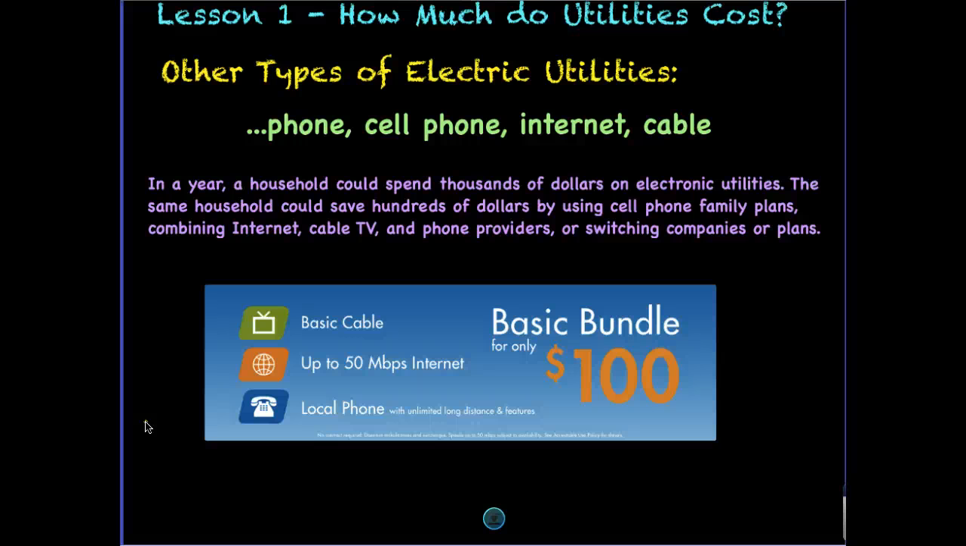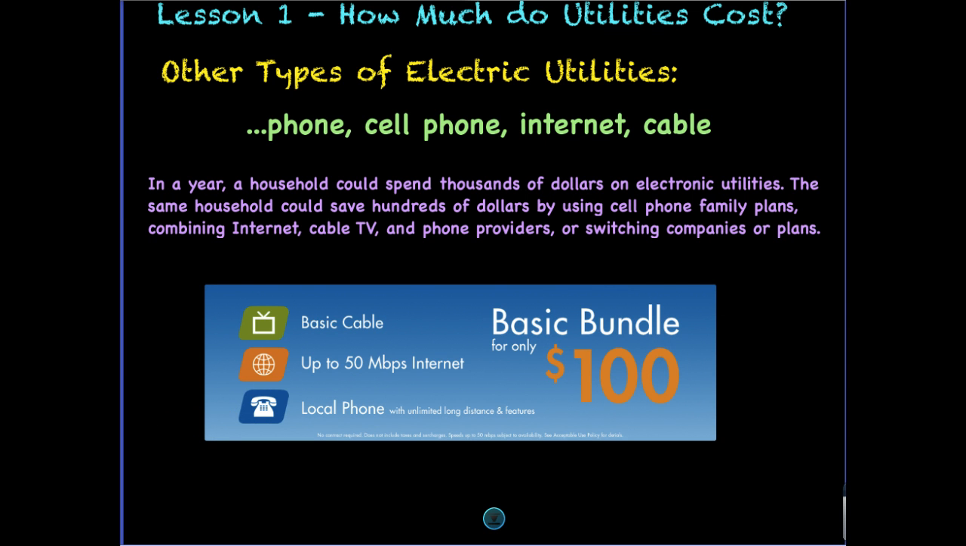What you should consider when you're moving out and becoming independent is how to bundle. You can save a lot of money using family plans for cell phone or combining your internet, cable, and TV into a big bundle. Here's an example that has basic cable up to 50 megabytes per second for your internet, which is pretty quick, and a local phone, and you pay $100 a month. Pretty good deal for all three of those items.